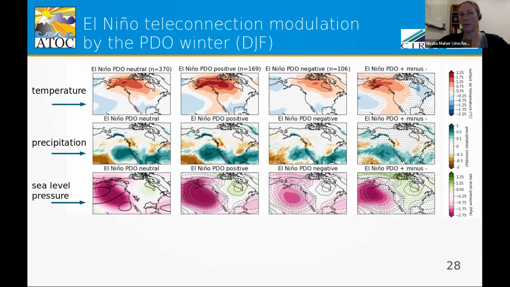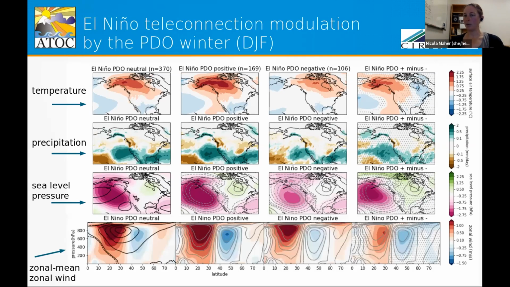There's also a higher pressure over the North American continent, and this has been suggested to cause less cold air outbreaks and also enhance those temperatures. The other thing we can look at is the Pacific jet, which is shown by the zonal mean zonal wind.